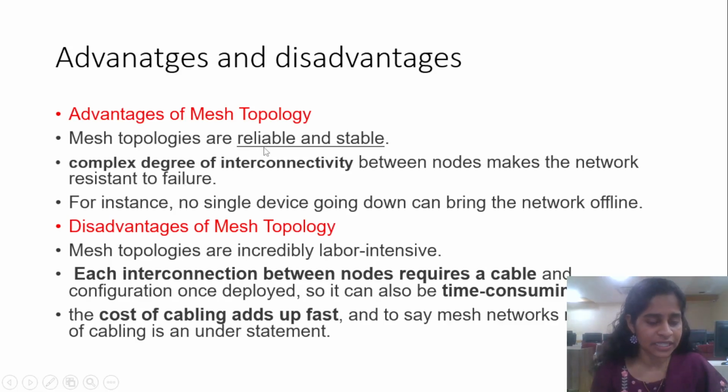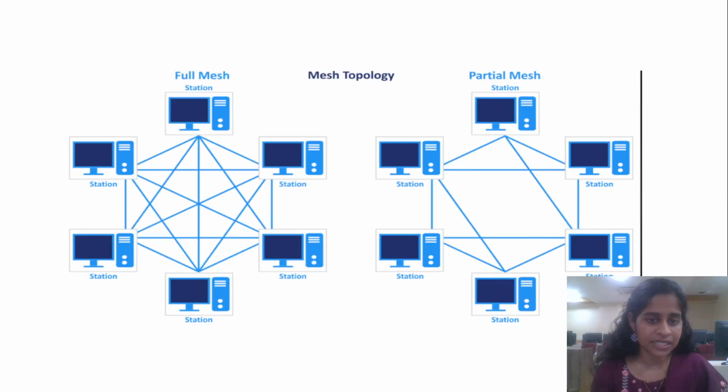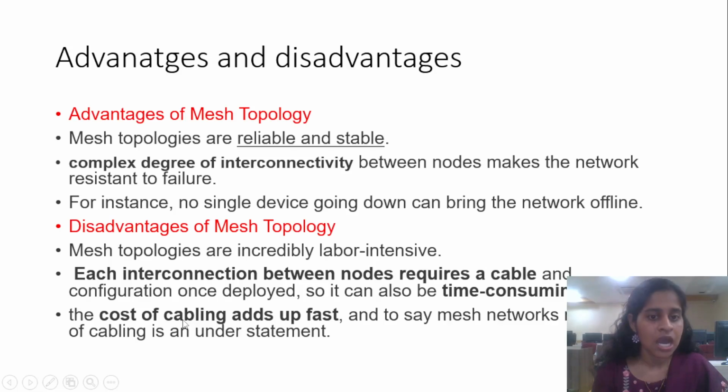Now, the advantages and disadvantages of mesh. Advantages: it is very reliable, and the correct data will reach the destination because whenever I am sending data, the station is the center and if it is a receiver, a direct connection is there. So reliability of data is there, it is stable, and there is a complex degree of interconnectivity. So there are fewer chances of failure, and no single device going down can bring the network offline, since all devices are connected to each other.